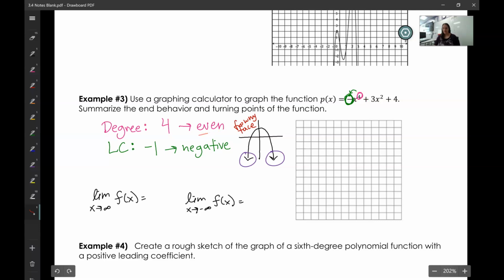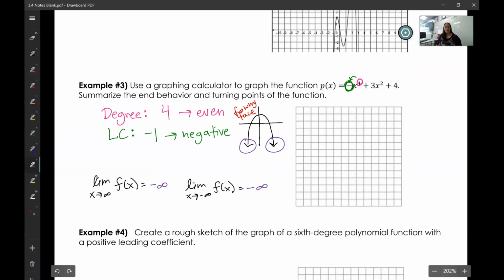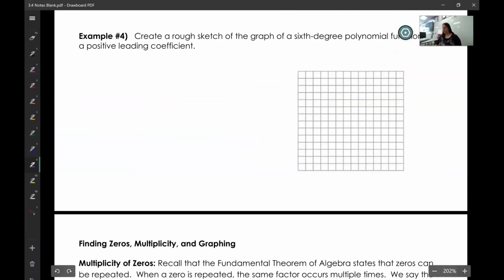Remember, we only care about if the degree is even or odd. And the leading coefficient in front of it is a -1, which is negative. Remember, we only care about that one if it's positive or negative. So this is going to be a negative even, which is a frowny face. So I've got it drawn right here. And then I can do my end behaviors. So both of these ends go down to negative infinity. And we're done. That is end behavior of a polynomial.